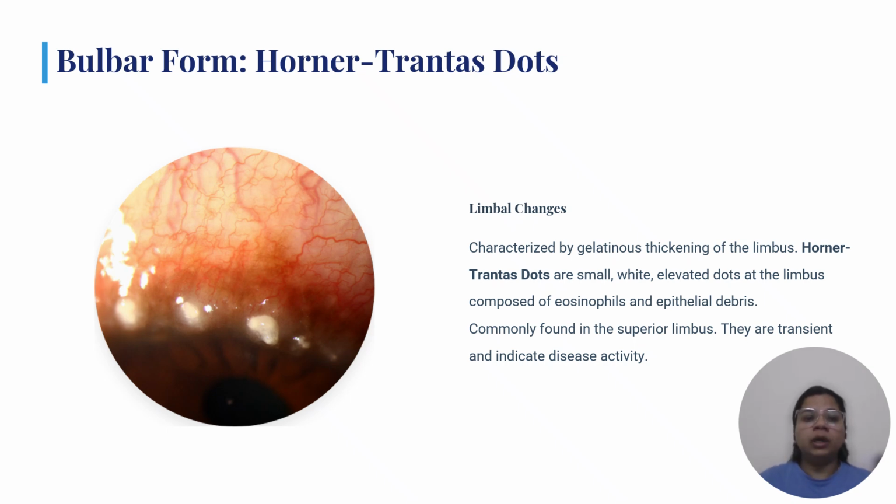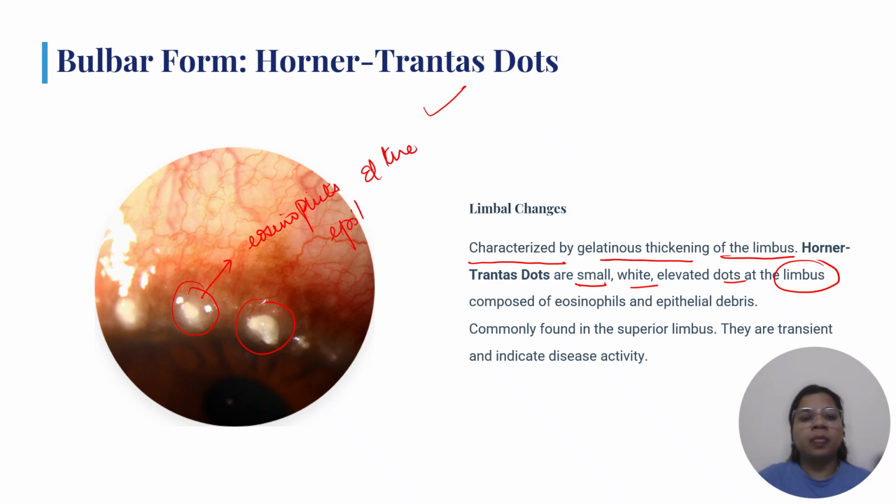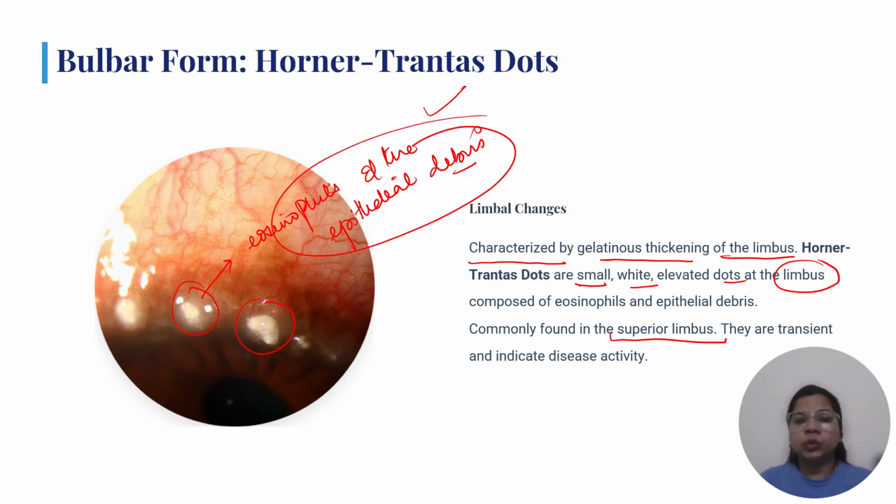Next, the bulbar form, which mainly involves the limbal area, shows the Horner Trantas dots. They are mainly characterized by gelatinous thickening of the limbus. The Horner Trantas dots are small white elevated dots at the level of the limbus, and they are composed of what? Eosinophils and epithelial debris. They are commonly present in the superior limbus, and they are transient and indicate disease severity.